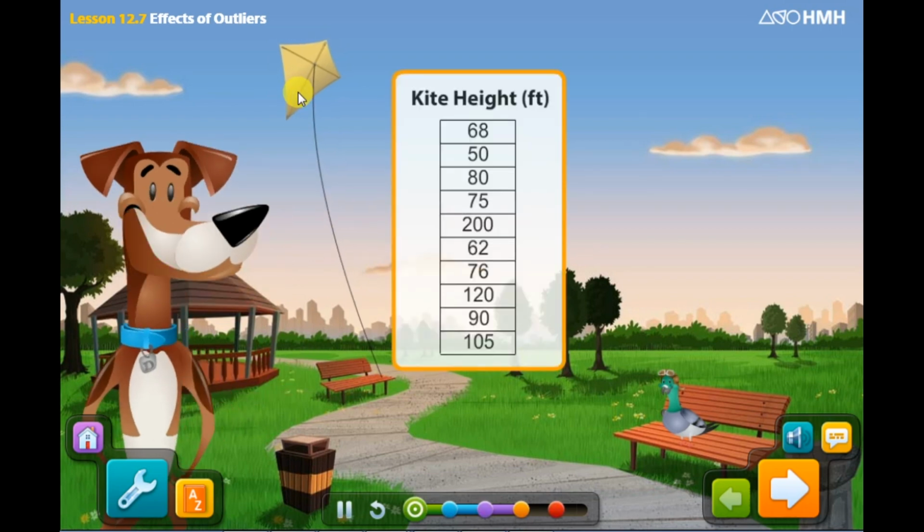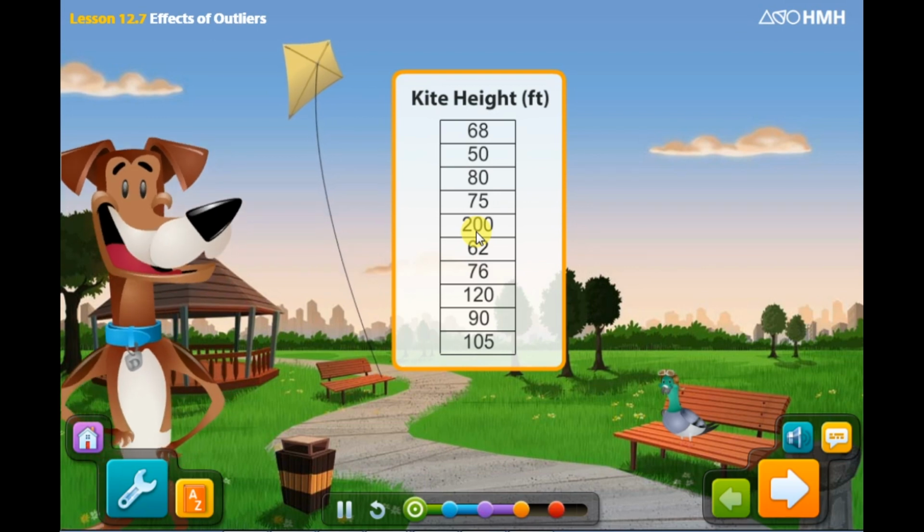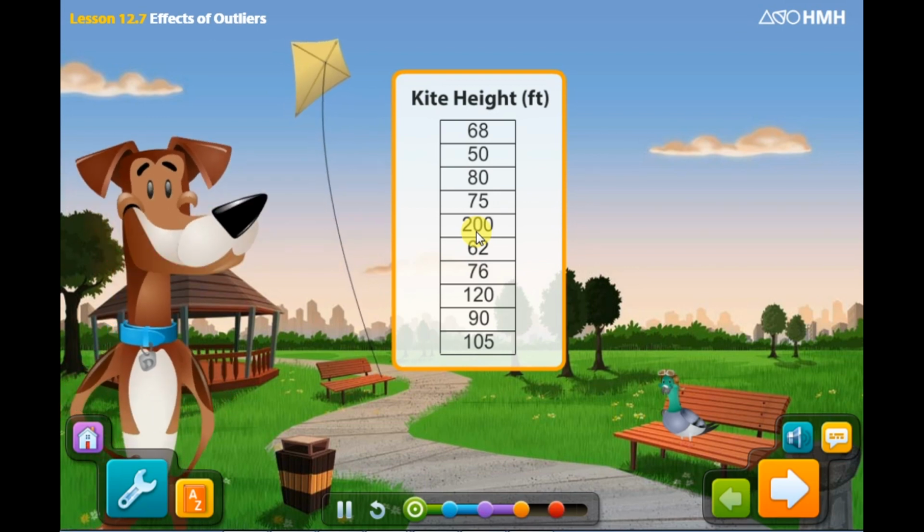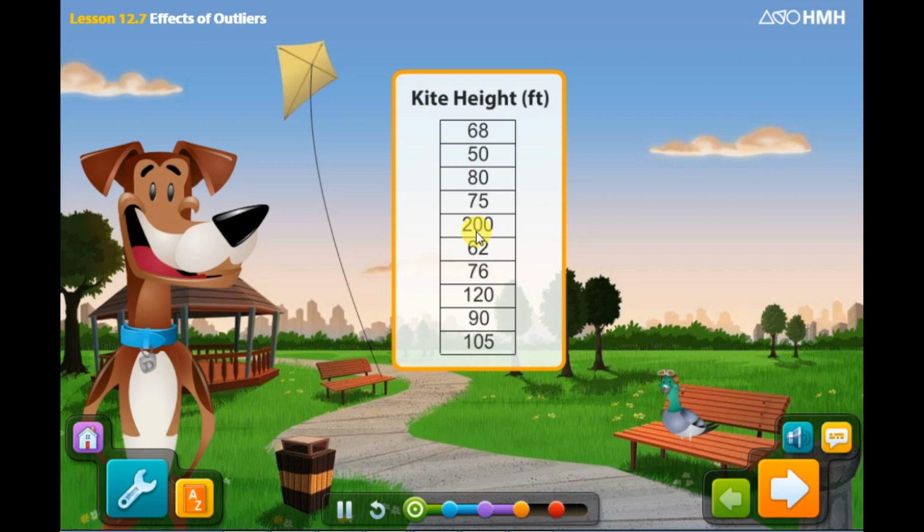Wow! It looks like one kite was 200 feet in the air. That is quite a distance compared to the rest. That's the highest one, 200 feet. How do you think this one height might affect the mean of all the heights? We can learn how one value can affect the mean and median of a data set. Let's go.